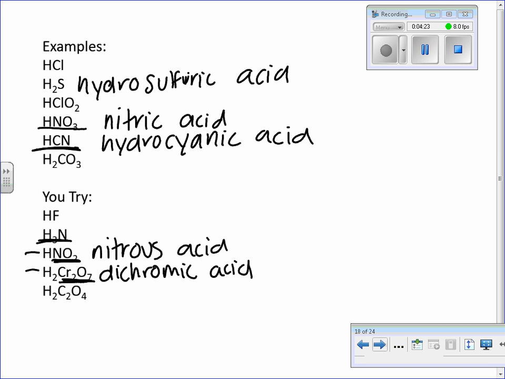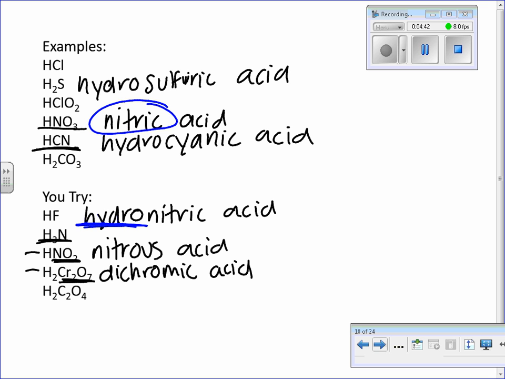I know it's going a little out of order, but let's do this one as well. We have hydrogen and nitrogen. Nitrogen is not a polyatomic ion, so we know we're going to have to do hydro, and our ending's going to be ic. So we have hydronitric acid. It is important that we have this hydro, because we have hydronitric here and then nitric by itself. That's a big difference between nitrogen and nitrate, so we need to make sure that we remember to put the hydro or leave the hydro out.